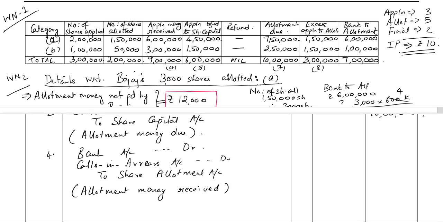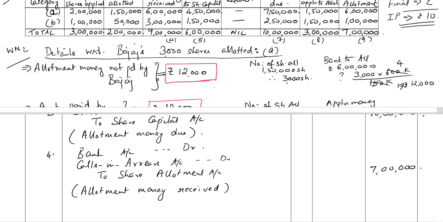The amount to be credited to the share allotment account is the total of the ninth column, which is 7 lakh rupees. The calls in arrears is the amount which is not paid by Bajaj. We've already calculated that it's 12,000 rupees, and the balancing figure, which is 7 lakh rupees minus 12,000, which is 6,88,000, is the amount to be debited to the bank account.